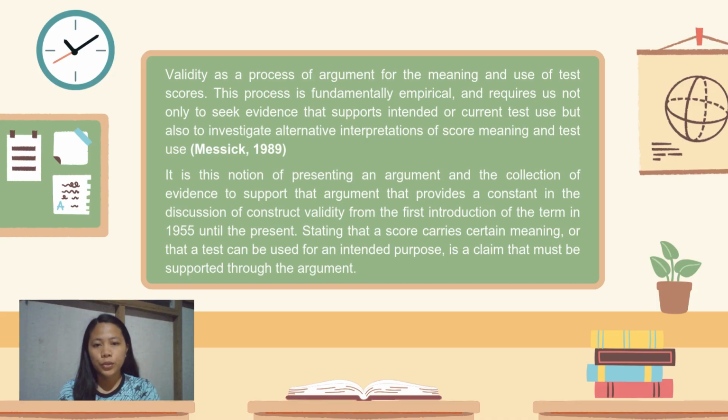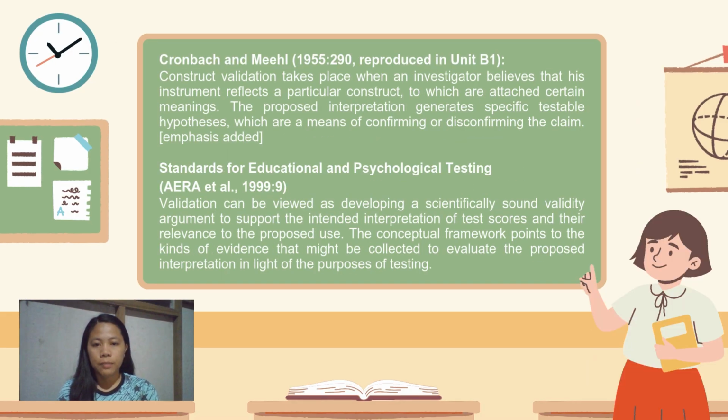It is this notion of presenting an argument and the collection of evidence to support that argument that provides a constant in the discussion of construct validity from the first introduction of the term in 1955 until the present. Stating that a score carries certain meaning, or that a test can be used for an intended purpose, is a claim that must be supported through argument. Cronbach and Meehl, 1955, 290, reproduced in Unit B1.